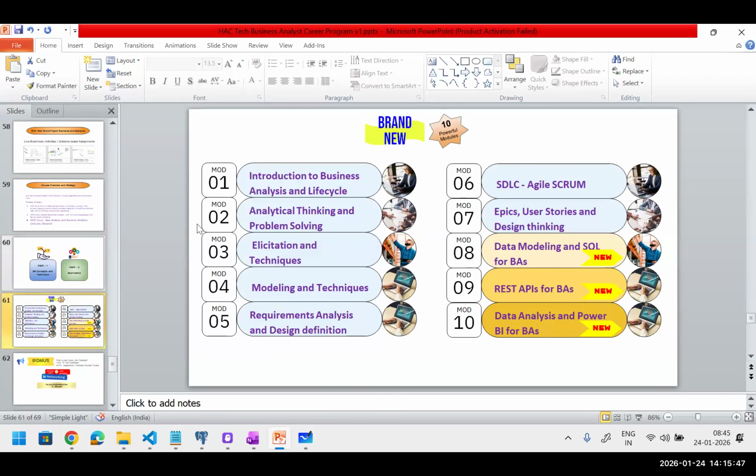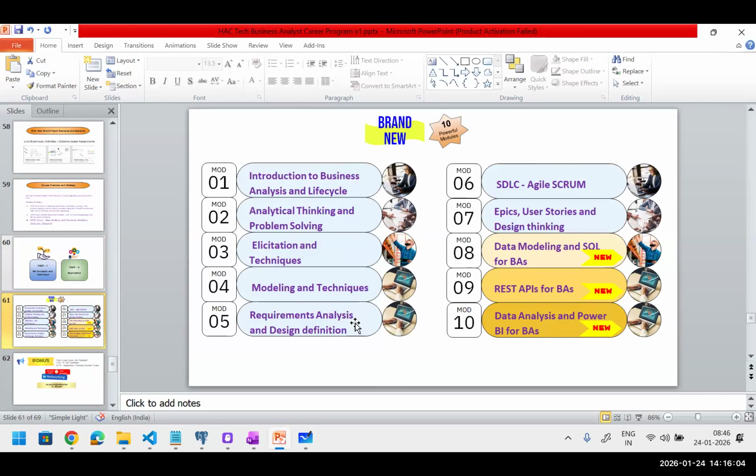That's the introduction to business analysis. Maybe this is there in your handout, which is already shared. Analytical thinking and problem solving, illustration and elaboration, illustration and techniques, how to obtain the information, and modeling techniques, which we have already talked about.